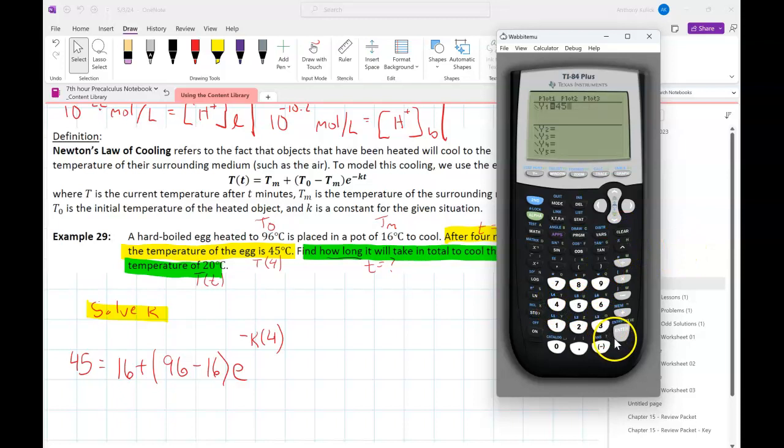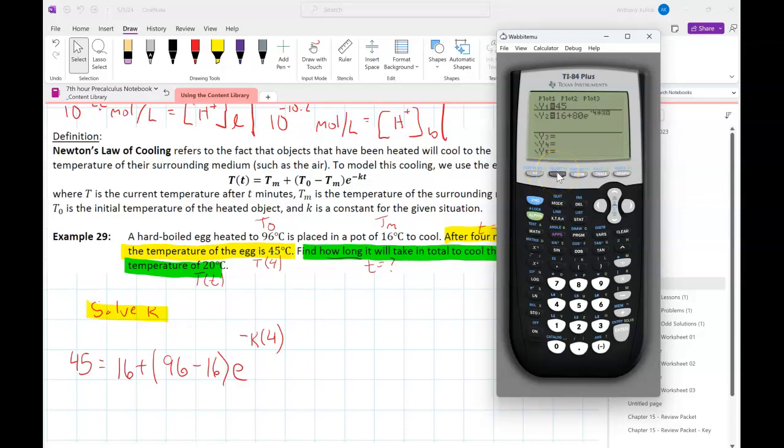So 45 is one side, and then the other side is this. I'm going to do 96 minus 16 in my head. Is that okay with everybody? No? Okay. It just was a lot less buttons. Everybody good there?